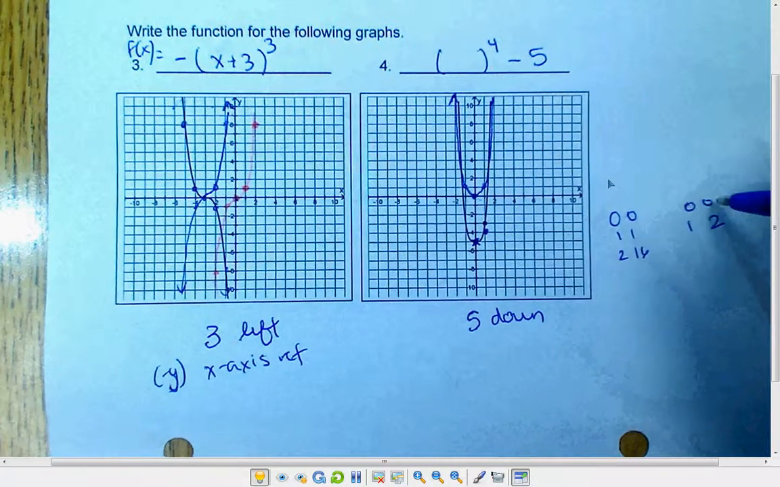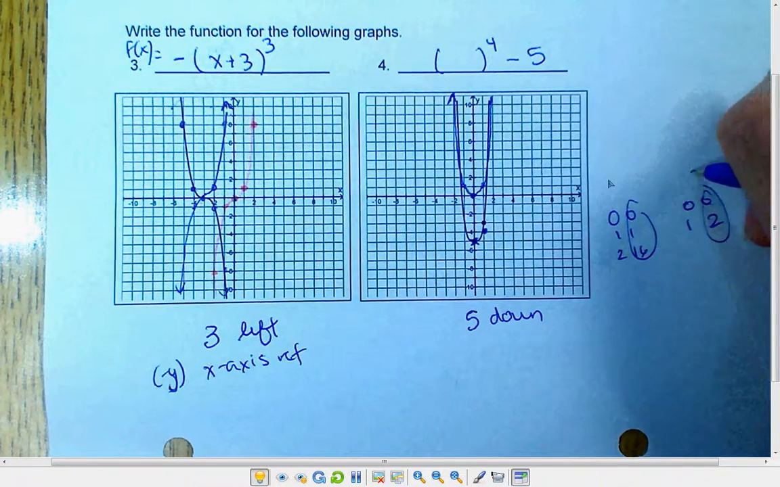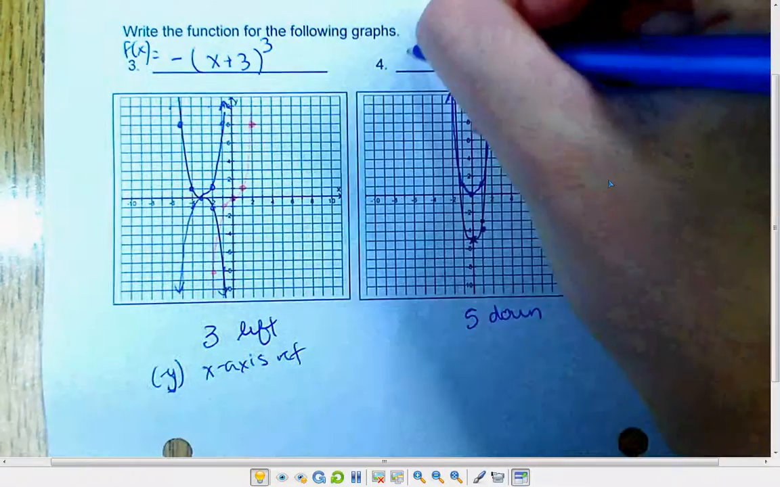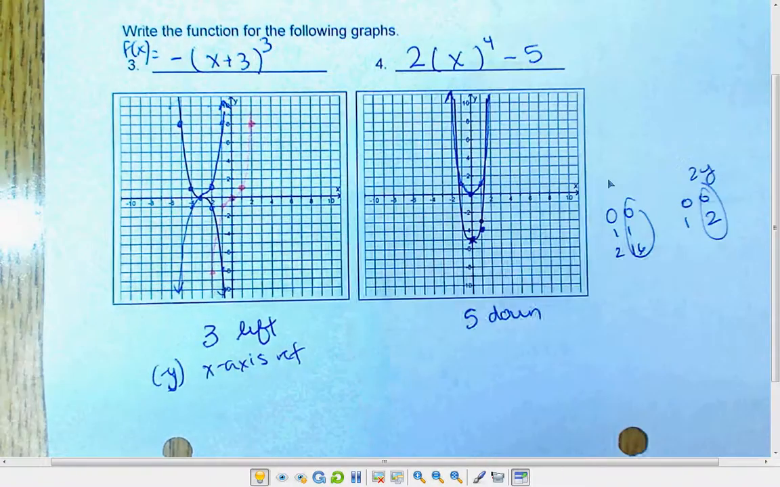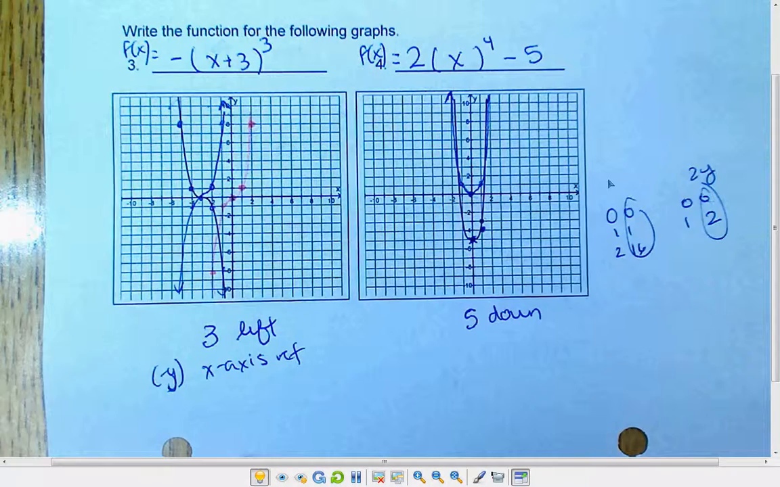So what has happened to get from this one to this one? Our y values have been multiplied by 2. So if our y values have been multiplied by 2, that 2 is going to go on the outside. And nothing else is happening to this function, so all we have left is this x on the inside. Nothing else is going to go inside. So we don't even really need those parentheses.